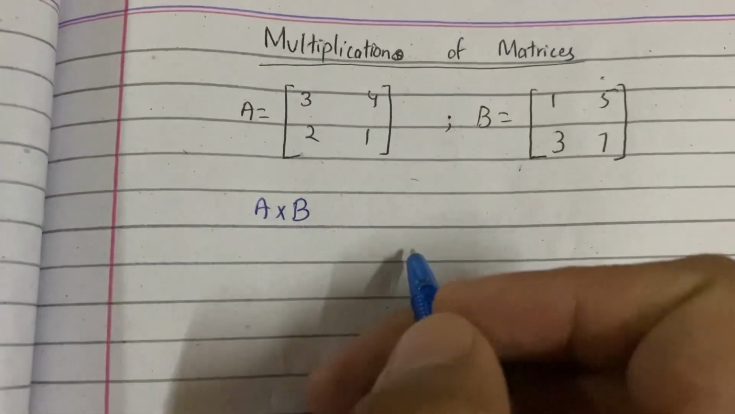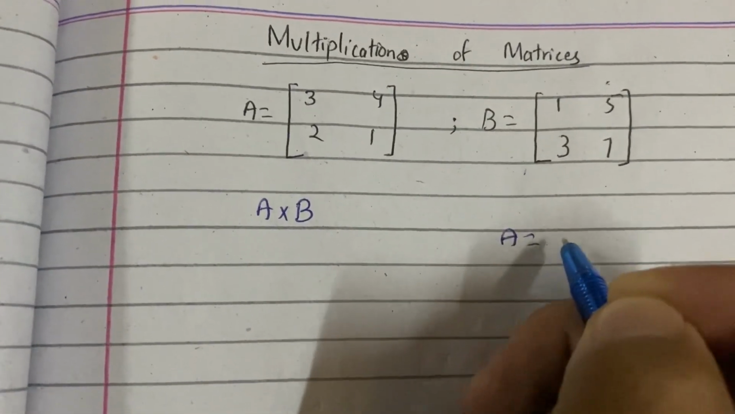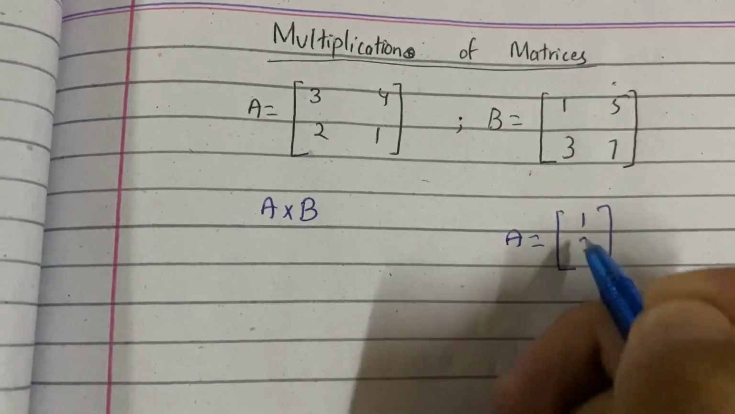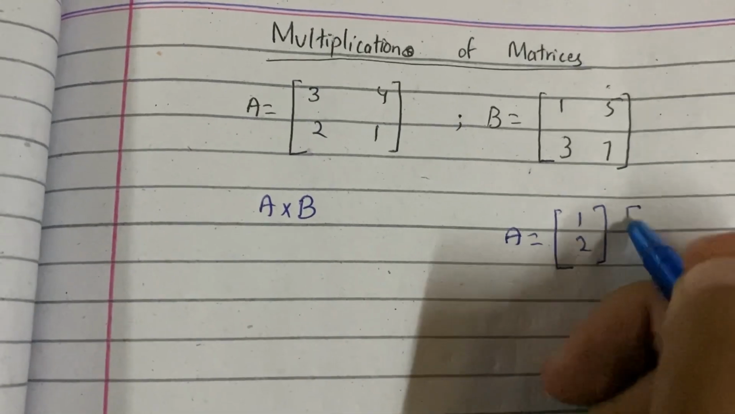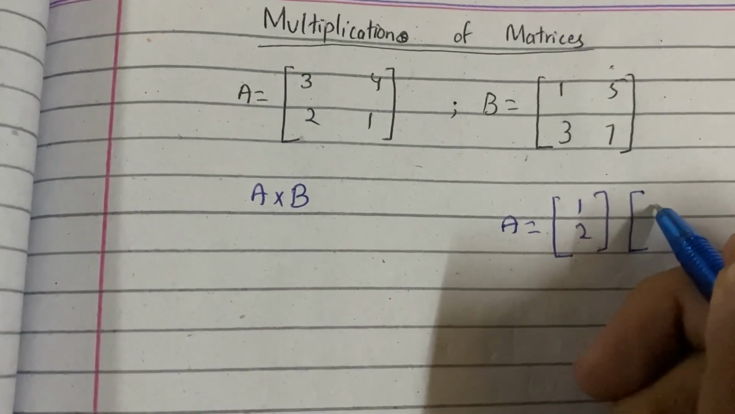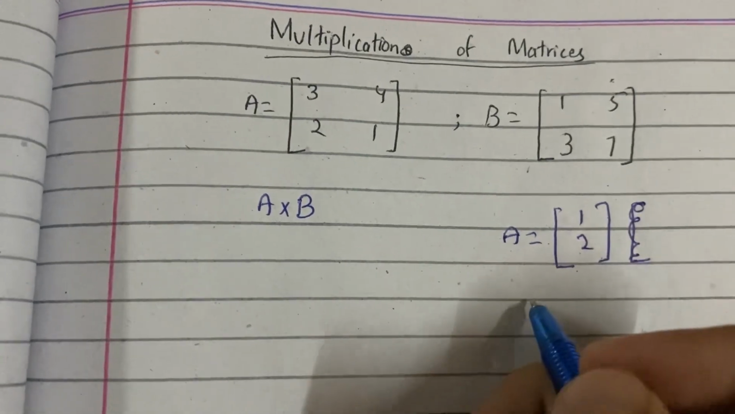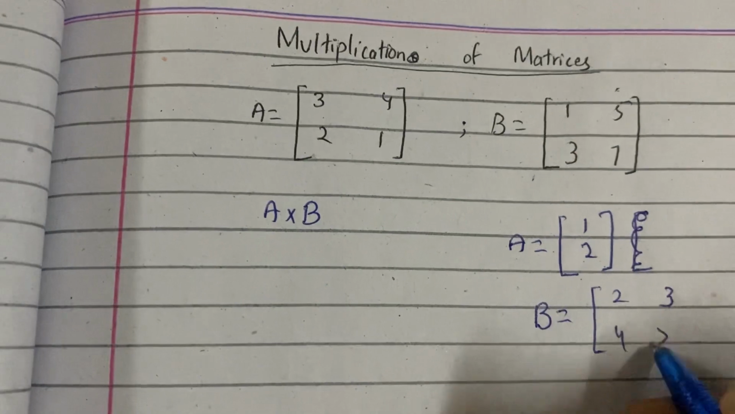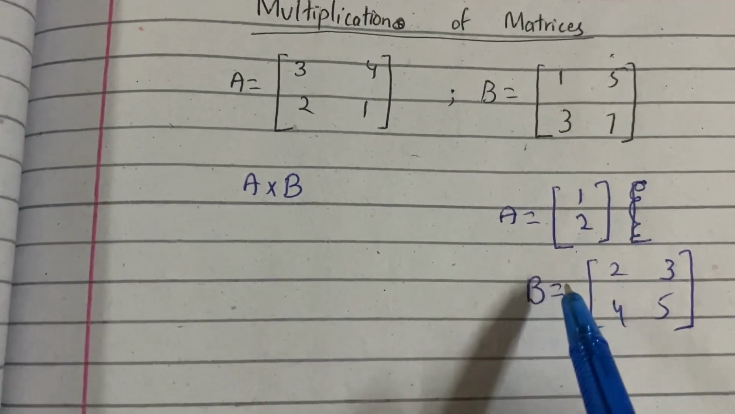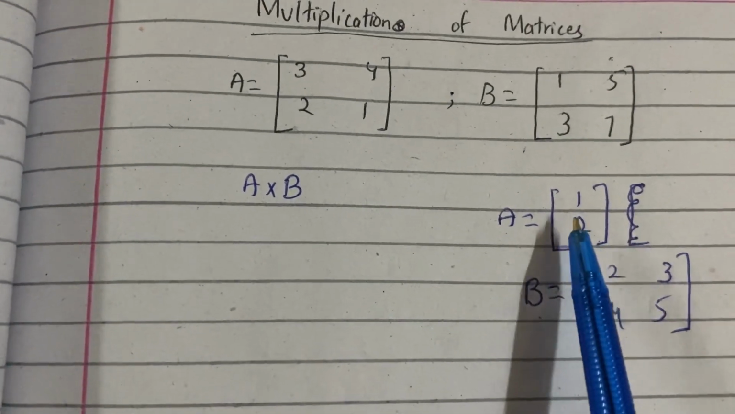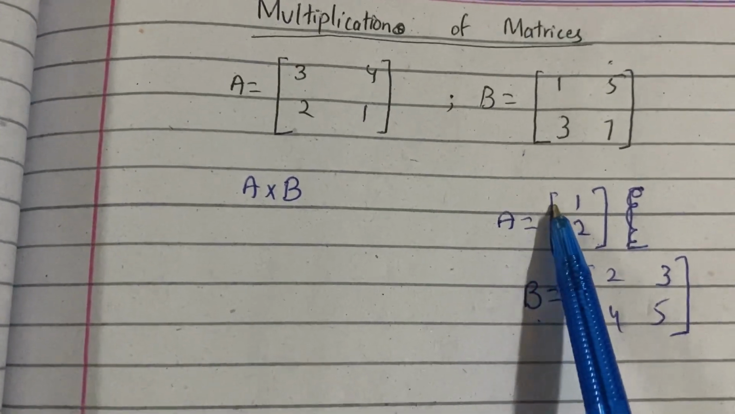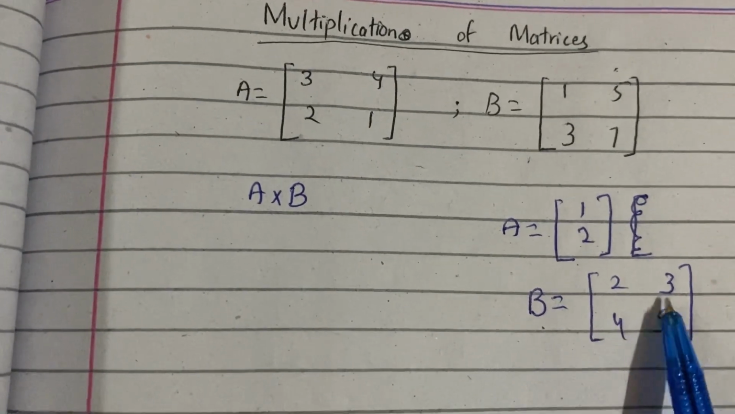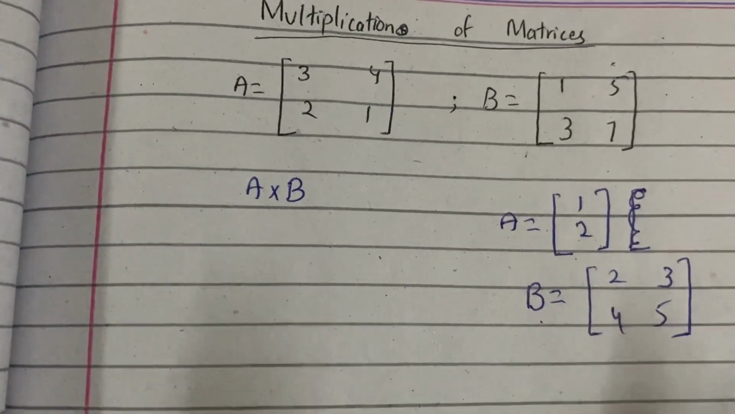For example, if A is equal to 1, 2, in this there is a single column, and if matrix B is 2, 3, 4, 5, then we cannot multiply A with B, because when we see the number of columns in matrix A, there is a single column, and when we check the rows in matrix B, it has 2 rows, so we cannot multiply these both matrices.